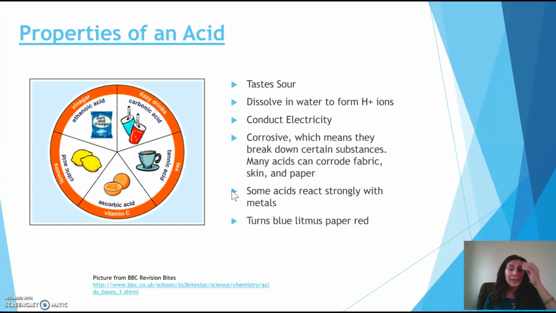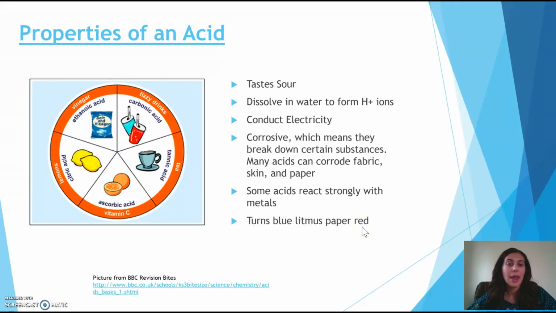Some supplies that are used in cleaning, for instance, are very corrosive, and those will actually corrode through your skin. So one of the main properties of an acid, especially with litmus paper, is that it turns any blue litmus paper to red, and that indicates that it is an acid.